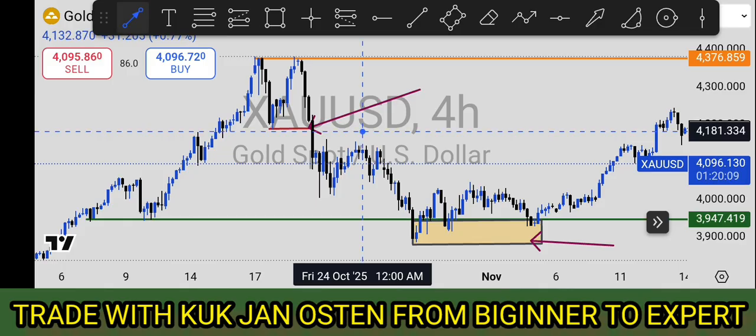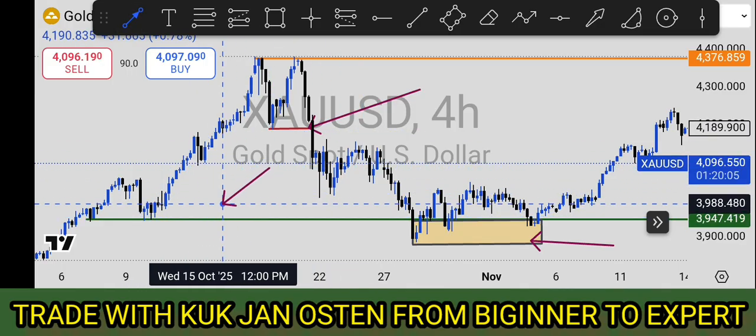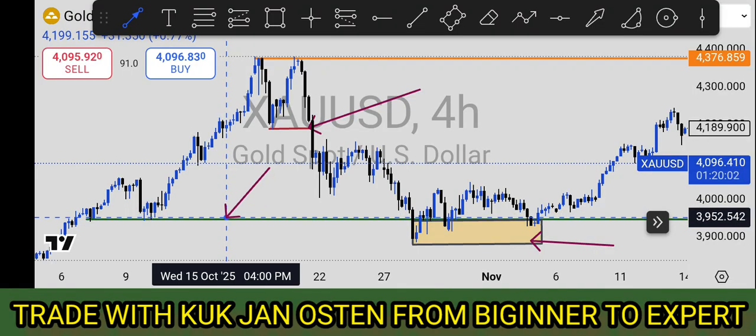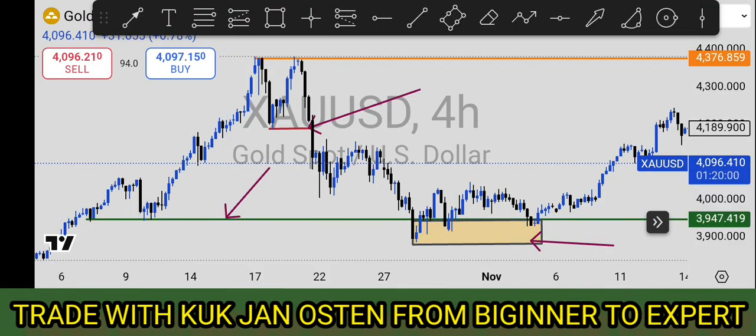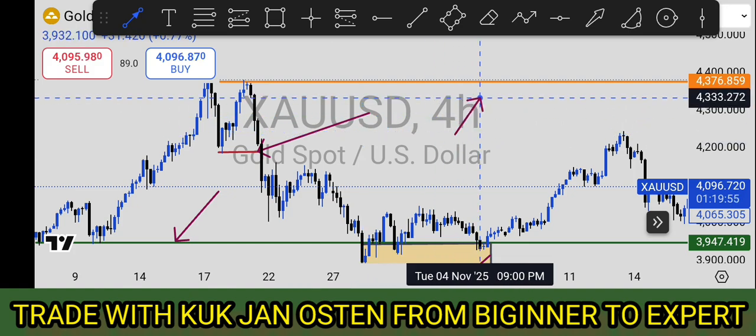Now at this point, this line here is called a sell side liquidity. So this is a sell side liquidity. Now this line up here, we are seeing that this is a buy side liquidity.